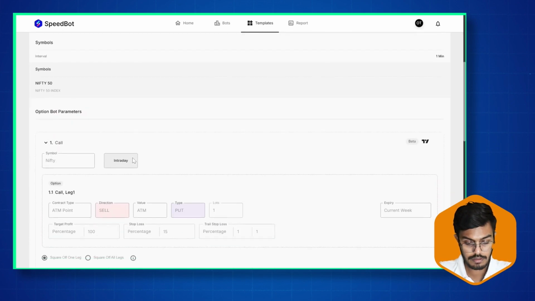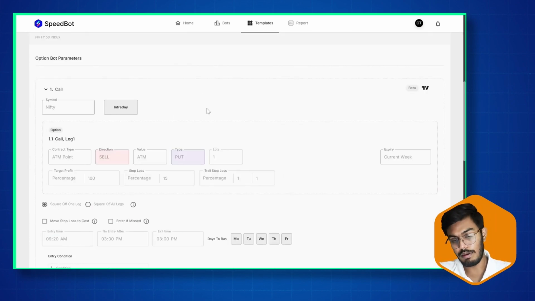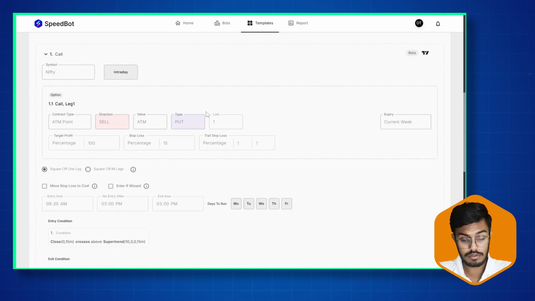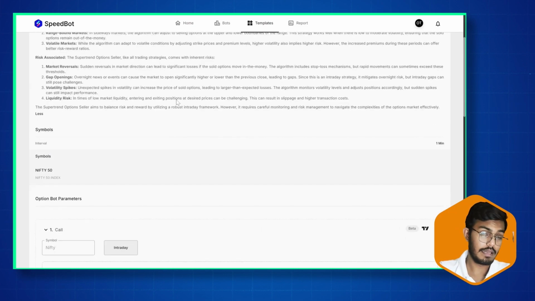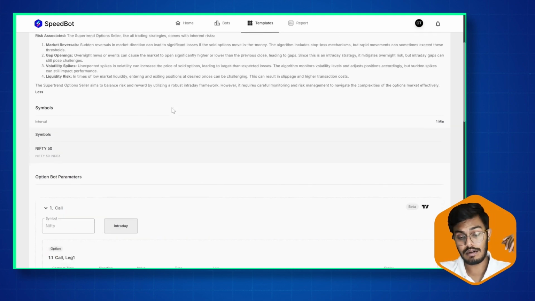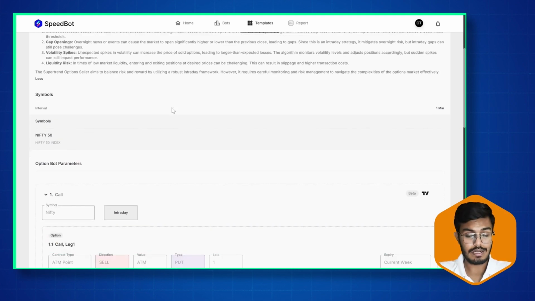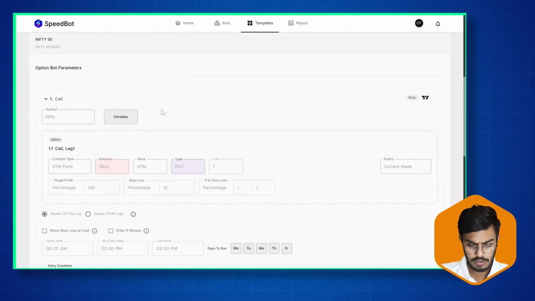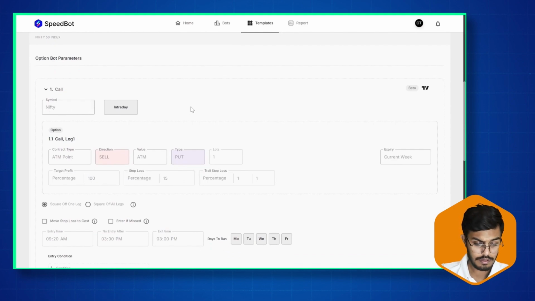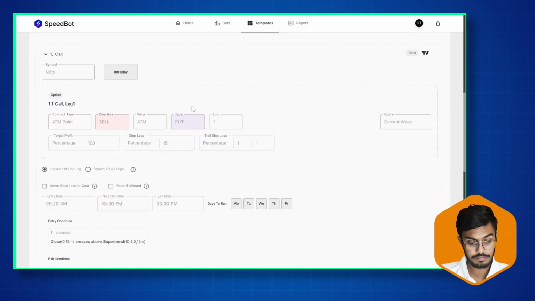So over here, as I said earlier, you'll be able to check out the logic completely. That is the Super Trend option seller. By the name, I can make out that this particular strategy template is for option selling using the Super Trend indicator. It could be on the basis of the underlying. So over here, Nifty is the symbol on which it will be traded on an intraday basis.